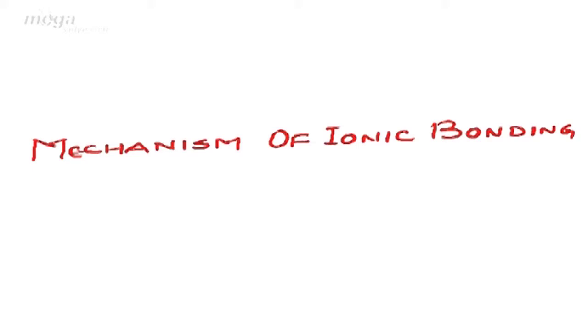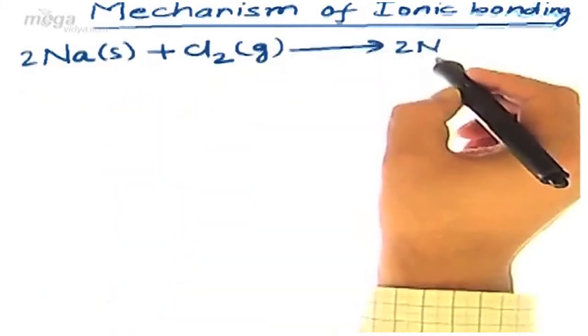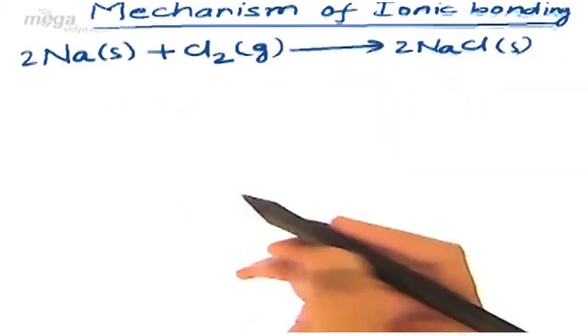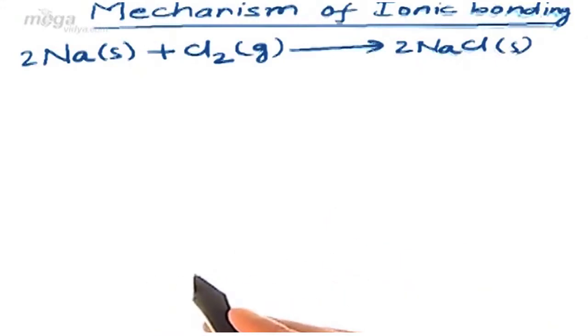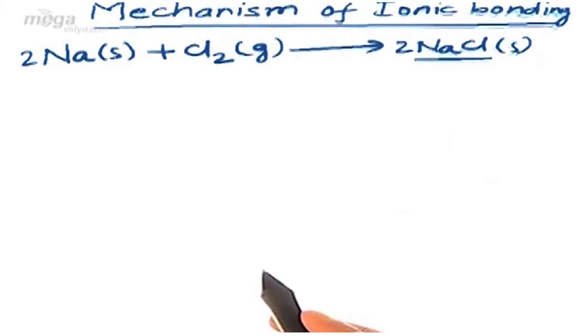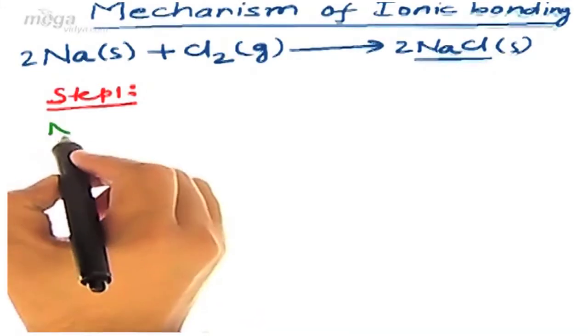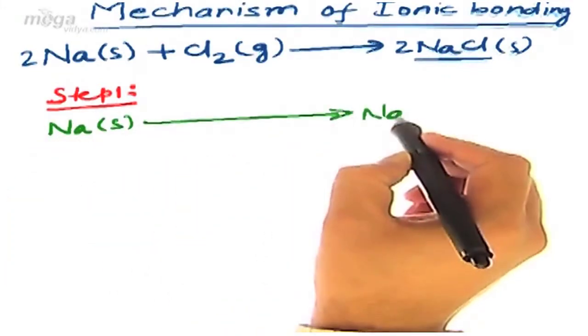So for that, let us consider an example where we shall be dealing with the ionic bond formation between two atoms. Let us say Na solid plus Cl2 gas gives 2 NaCl solid. So let us check how a bond is formed between Na and Cl, that is, how an ionic bond is formed between sodium and chlorine atoms. Very first step, in step 1, we observe that solid sodium will be converted into gaseous sodium.